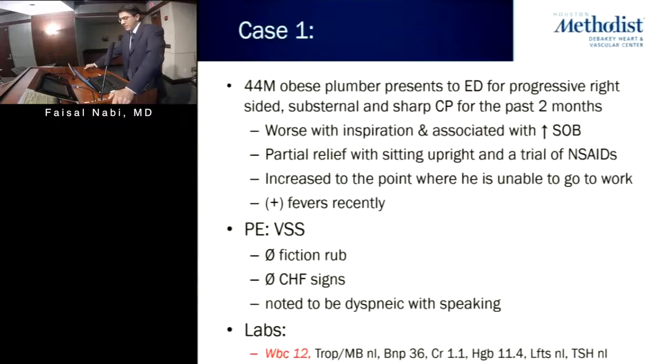On physical exam, his vital signs were stable. No friction rub was reportedly heard. There was no evidence of congestive heart failure, but he was noted to be dyspneic with speaking. His labs demonstrated a mildly elevated white count, but no other significant abnormality.